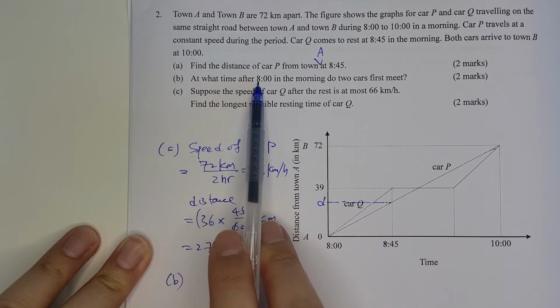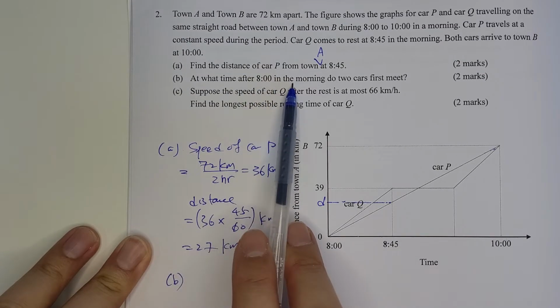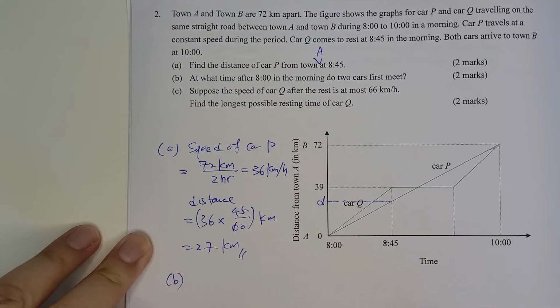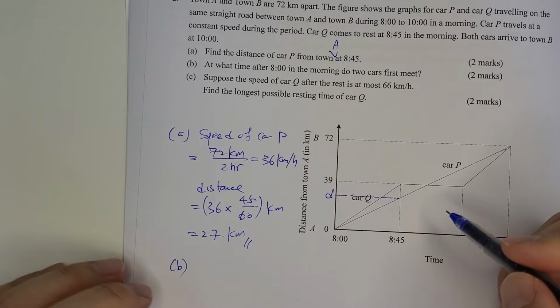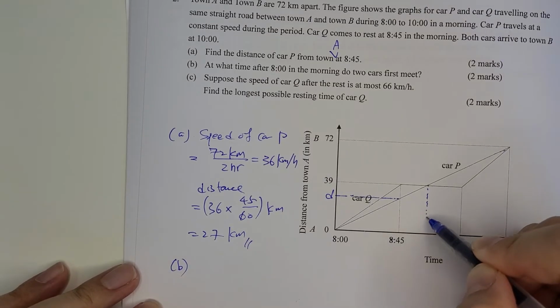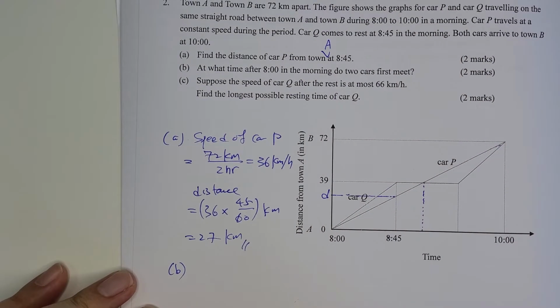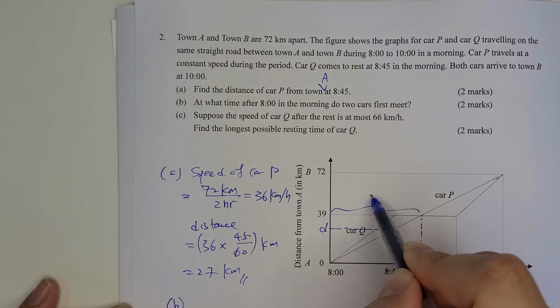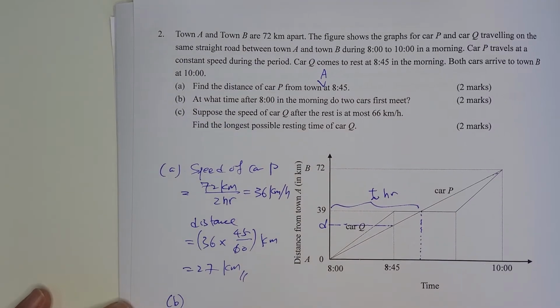At what time after 8 a.m. do the two cars first meet? This is the position where the two cars first met. So when would they meet the second time here? We assume it takes T hours, small letter t, after 8 a.m.